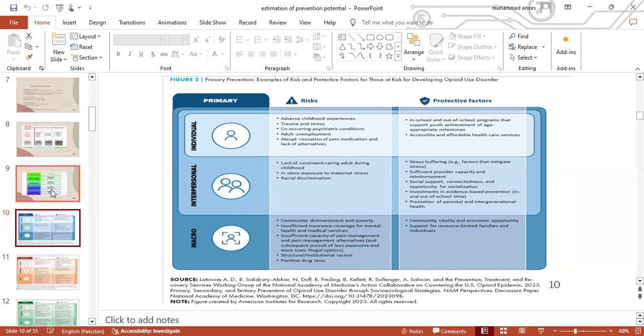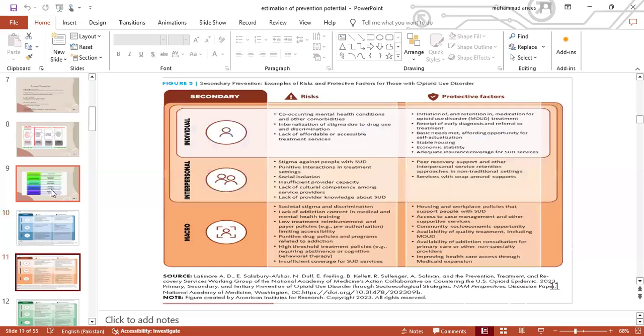So what are the primary prevention factors that we can do to avoid this? At individual level: schools and out of school programs that support youth achievement of age appropriate milestones. In case of the interpersonal level: stress buffering, like factors that mitigate the stress, sufficient provider capacity and reimbursement, social support, investments in evidence-based prevention in and out of school time, and promotion of parental and intergenerational health. At macro level, community vitality and economic opportunities and support for resource-limited families and individuals should be considered.